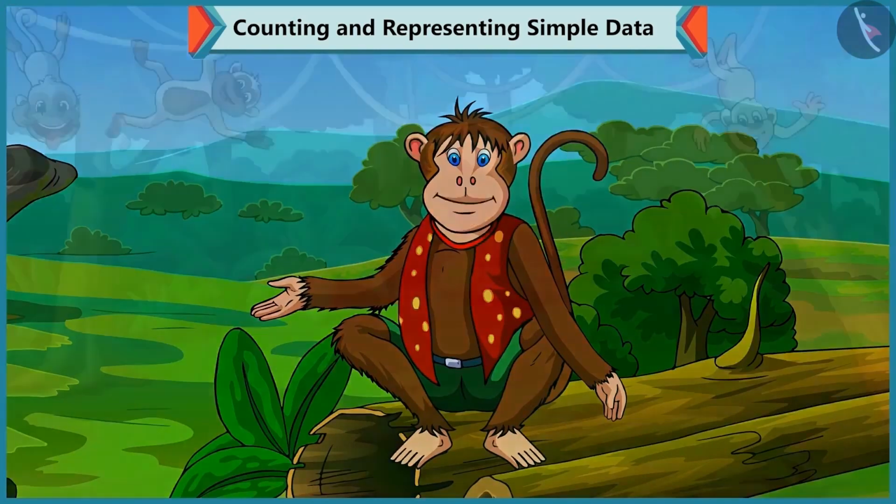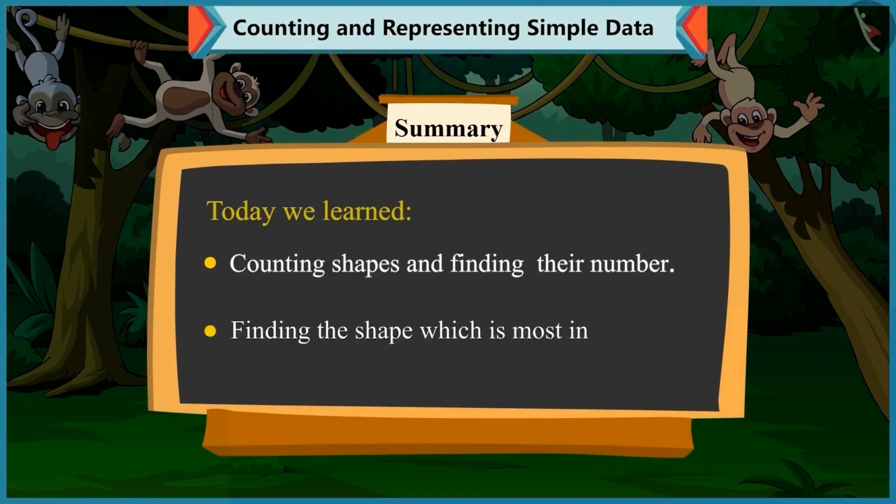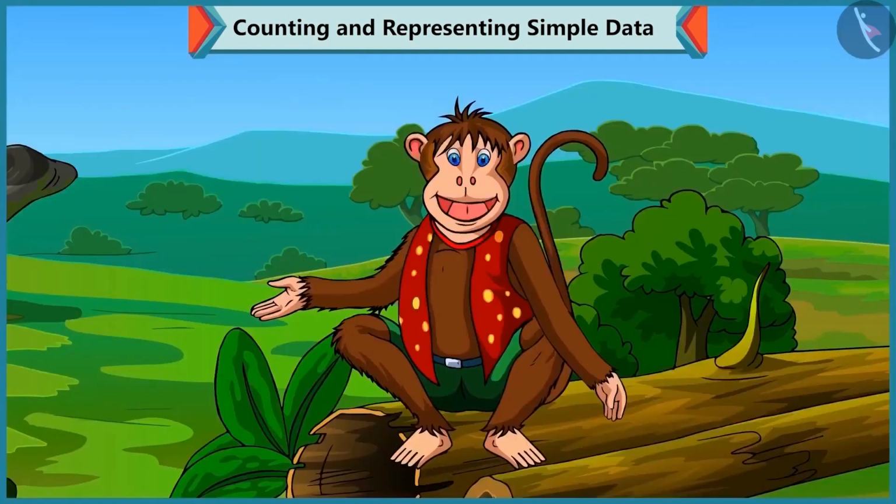Children, today we saw how Bubbly counted the shapes and found the number of each shape. She also learnt which shape is most in number and which is least in number. In the next video, we will see some interesting examples of counting objects and representing them in numbers.